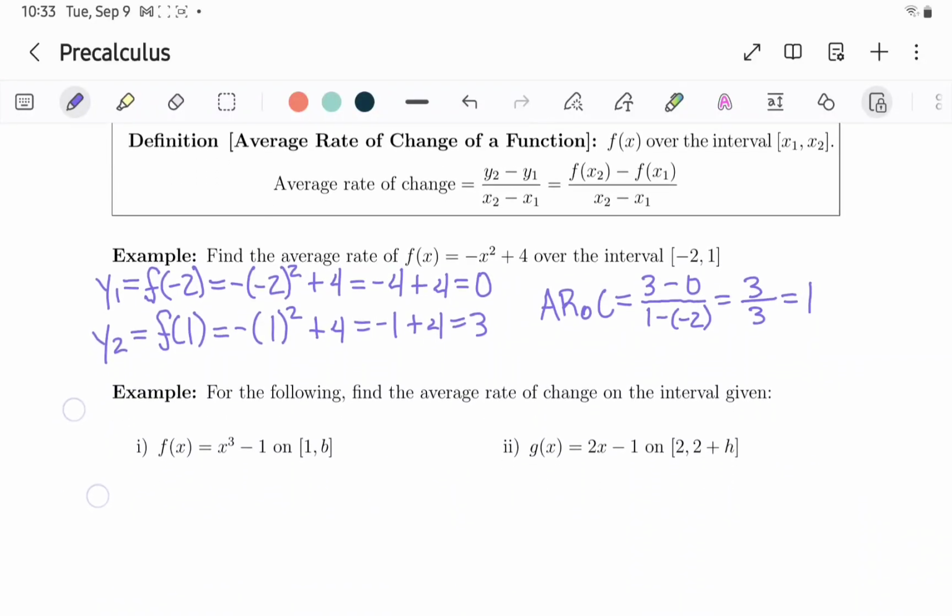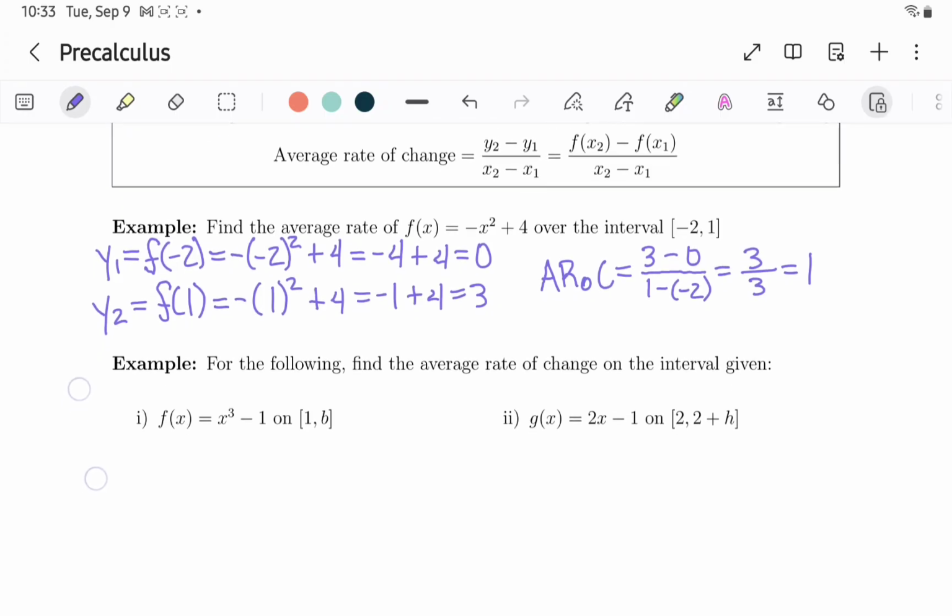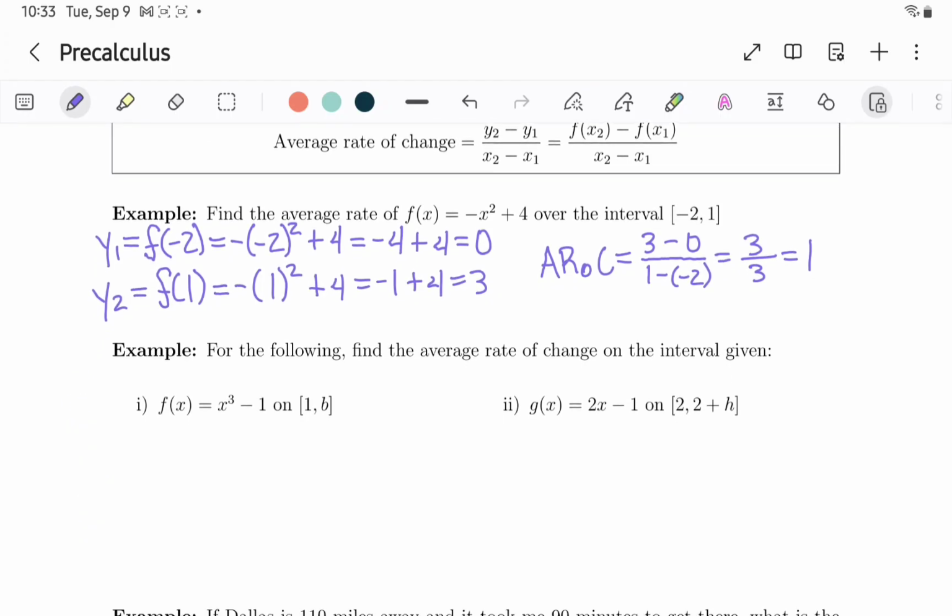All right, continue with our examples. In the following examples, we are just going to be finding the average rate of change of the given function over the given interval. And so looking at example 1 here, we want to find the average rate of change of f of x equals x cubed minus 1 on the interval from 1 to b.